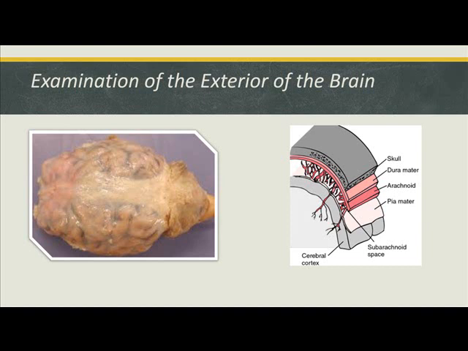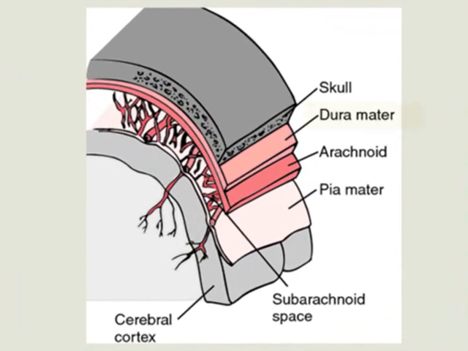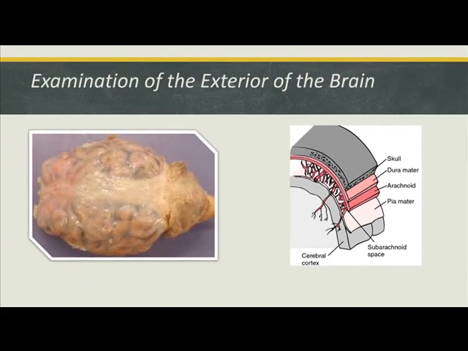First, examine the exterior of the brain, or the outside of the brain. The brain, as well as the spinal cord, is surrounded by 3 layers of membranes, which consist of the dura mater, the pia mater, and the arachnoid layer. You may be able to see dura mater, or the tough outer layer, on your brain.